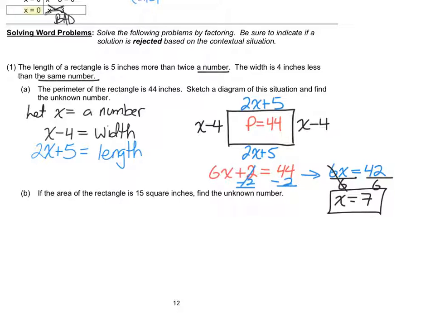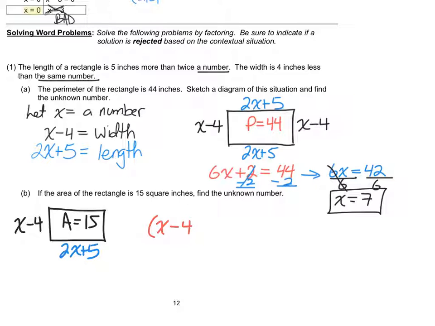All right, so then they ask us for, or at least something related to, the area. The area of the rectangle is 15 square inches. All right, so I'll draw the diagram again, even though they don't ask us to. But the area is equal to 15. The length is 2x plus 5. And the width is x minus 4. All right, area is length times width. So I would just be looking for the product of x minus 4 and 2x plus 5. That should be equal to 15.